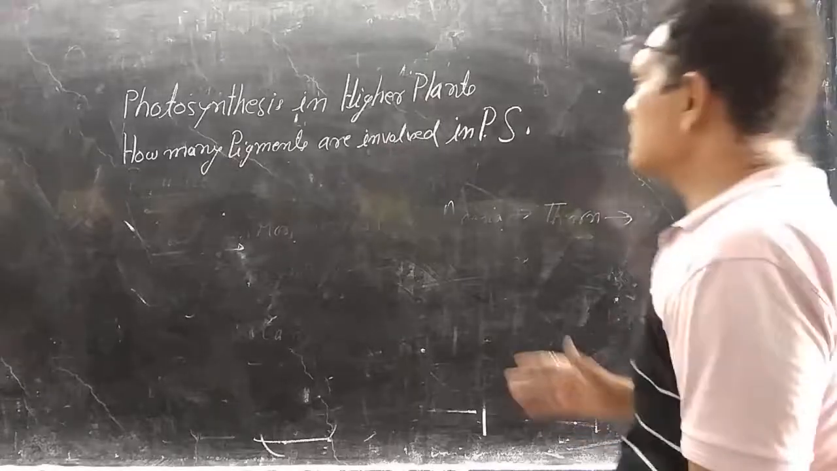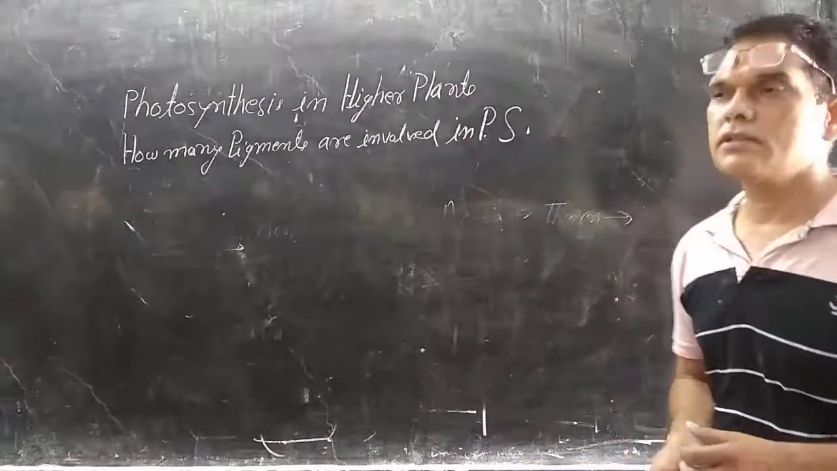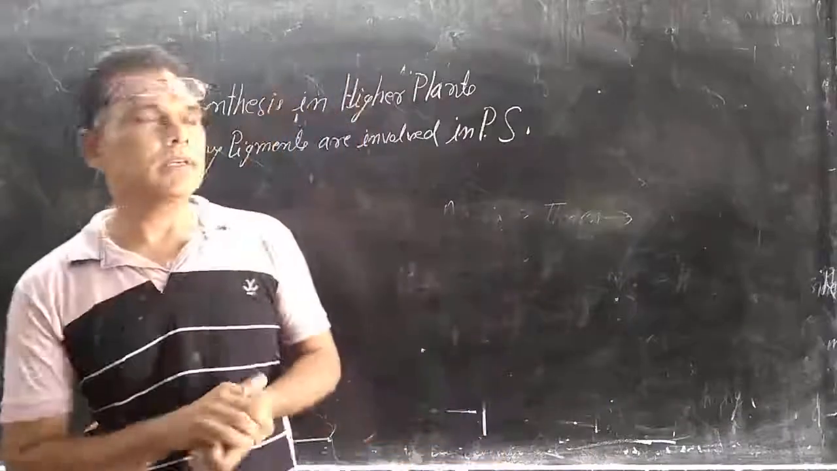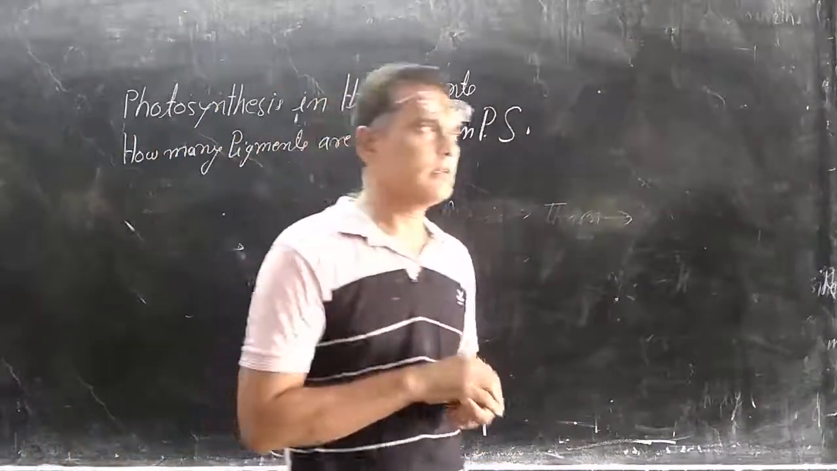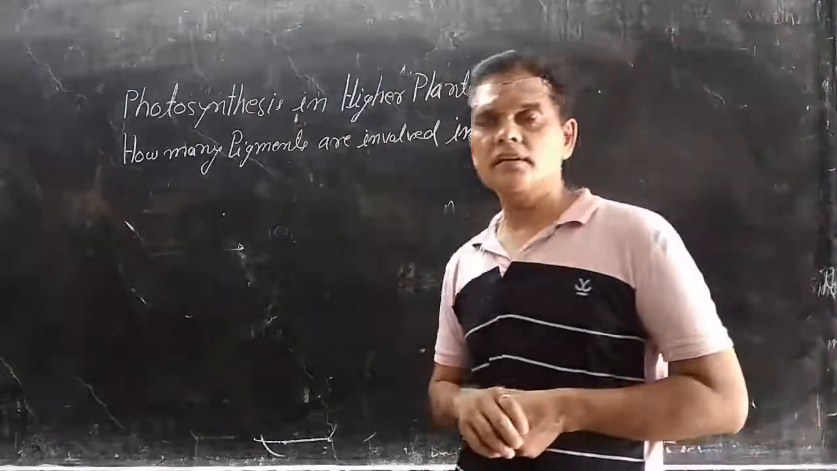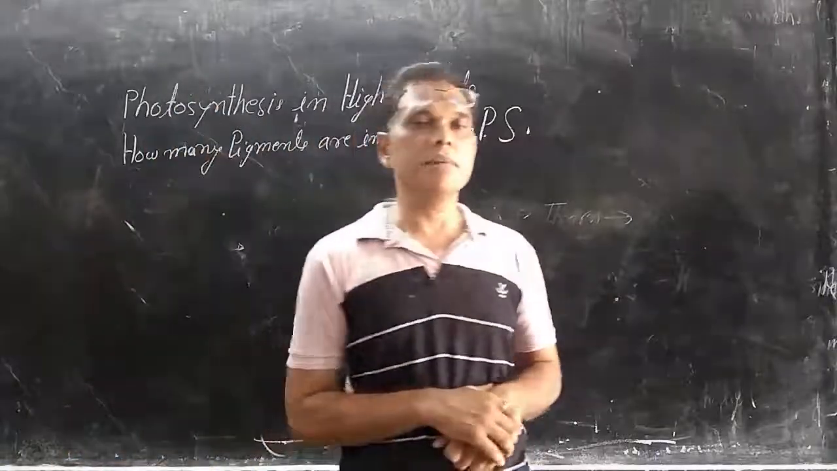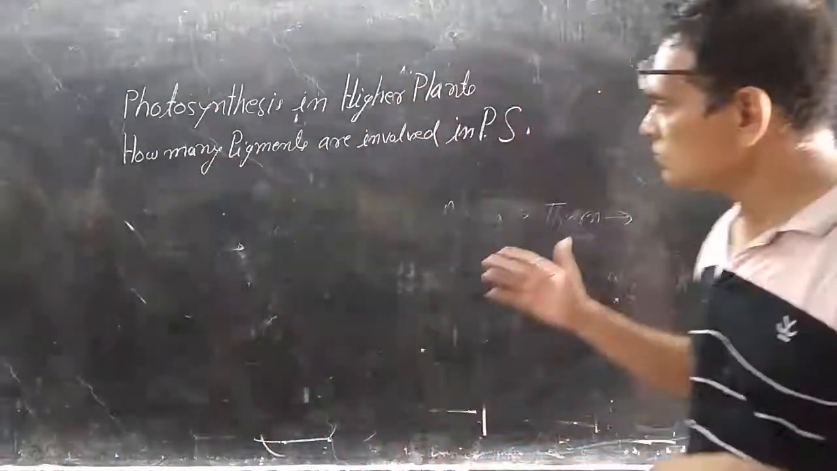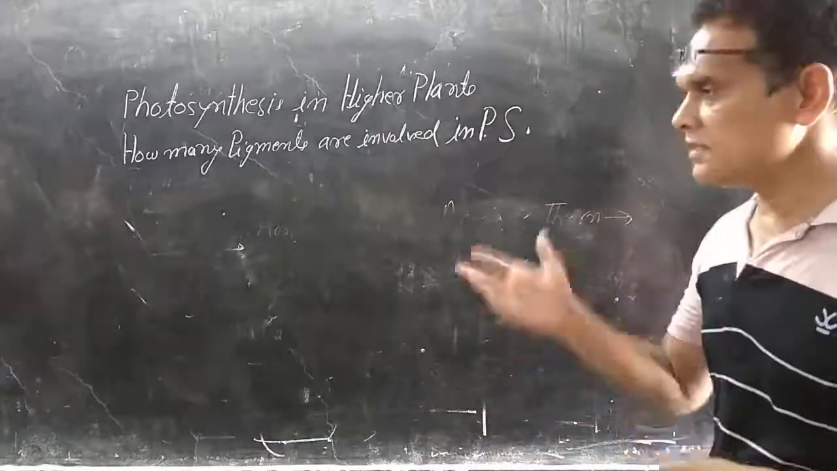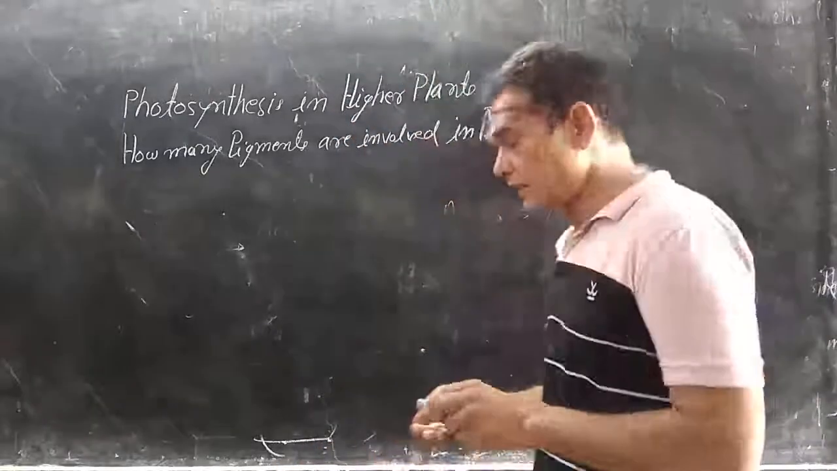How many pigments are involved in photosynthesis? In photosynthesis, which types of pigments are involved? If we see the leaves, they are different in colors. Sometimes green in color, sometimes yellow in color, or other colors maybe. Who is responsible for this color? The pigment is responsible for the different colors of leaves.